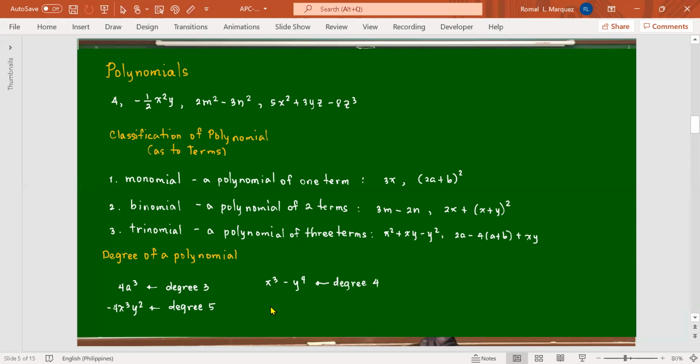What about if I have x to the 4th y cubed minus 3x y to the 7 minus 8? What's the degree? What's the highest? 8, no? So degree 8. Okay, guys?